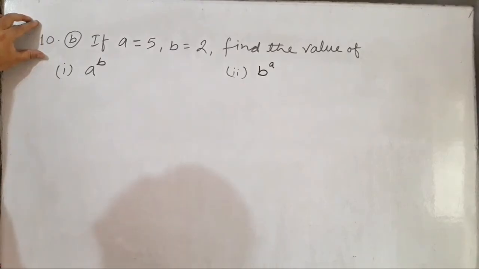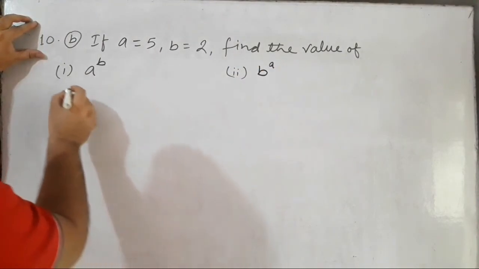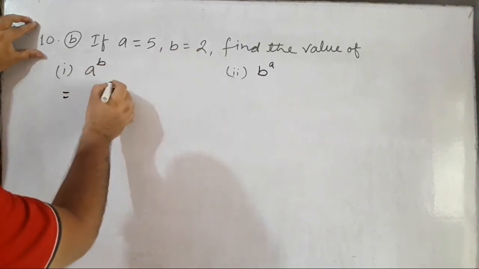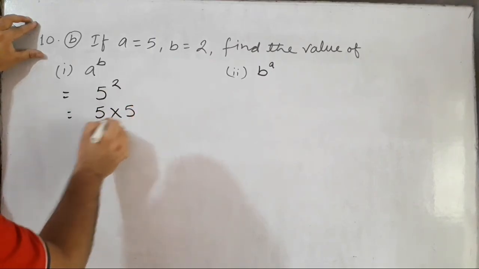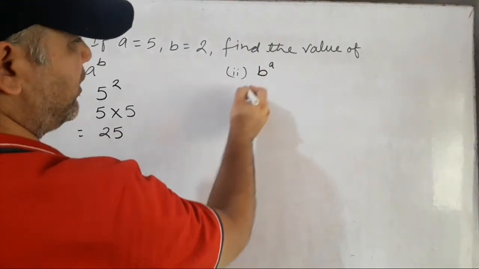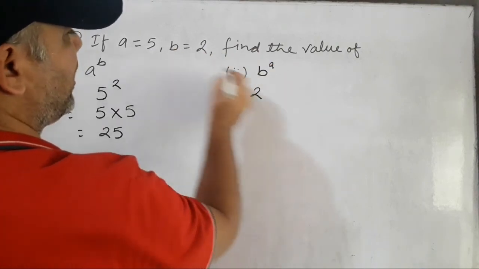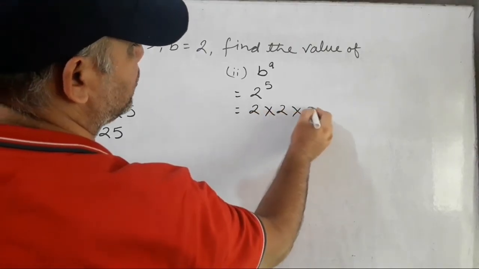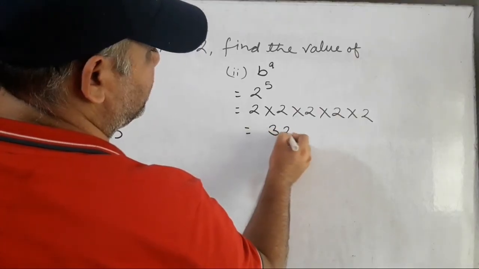Question number 10b. If a equal to 5, b equal to 2, find the value of a power b. Put the value of a 5, value of b 2. So 5 square can be written as 5 into 5 equal to 25. The next question, b power a. Put the value of b 2, the value of a 5, 2 power 5, it can be written as 2 into 2 into 2 into 2 into 2, which is equal to 32.